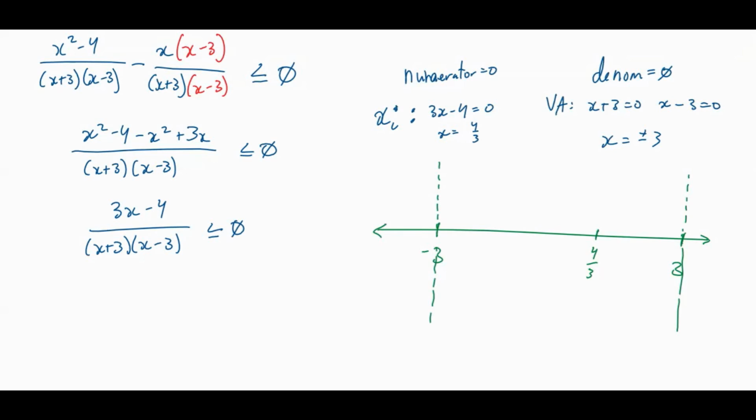So if I use -10, this is -30 minus 4, that's negative. -10 plus 3 is negative. -10 minus 3 is negative. So I got 3 negatives. So this one is negative.